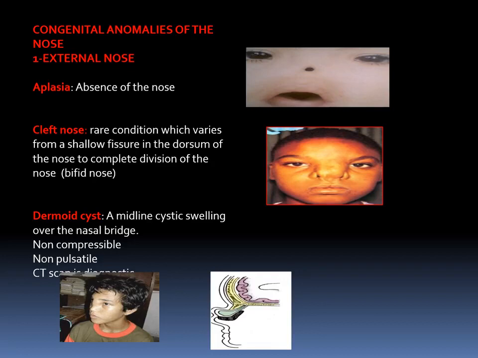There are also congenital anomalies of the external nose, like absence of the nose. The nose is not present. A baby born without a nose. It's called aplasia, or cleft nose, which is a very rare condition which varies from a shallow fissure of the dorsum of the nose to complete division of the nose, bifid nose. Watch the second figure.